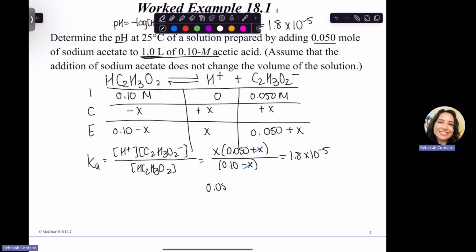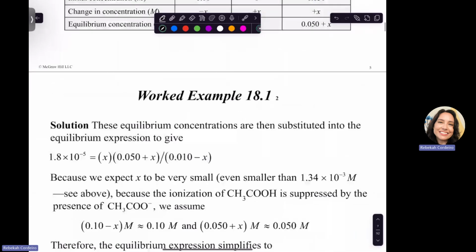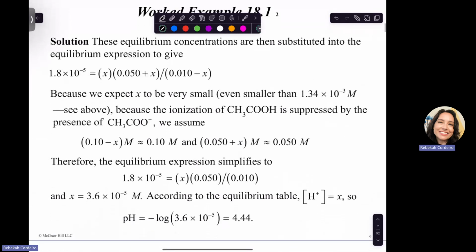is 0.050x over 0.10 is equal to 1.8 times 10 to the negative 5. And I bet you can figure it out from there. And so I'll just scroll down to show you a little bit of that work. So your x should wind up being 3.6 times 10 to the negative 5. And so your pH should be 4.44.